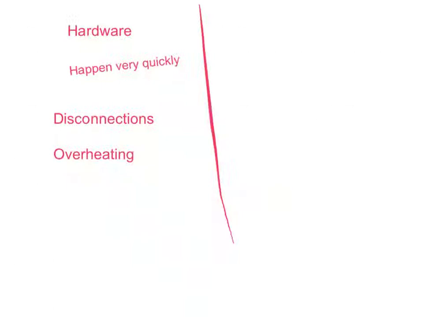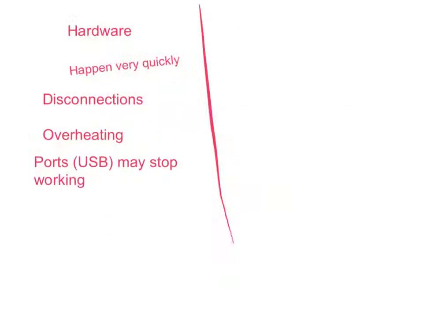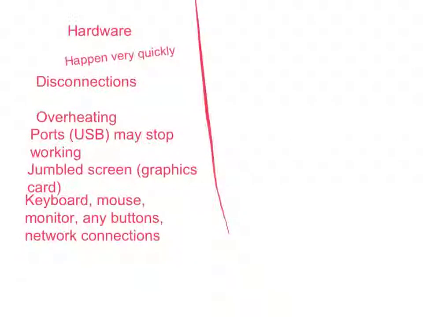Hardware problems are easily noticed. Drives may become inaccessible, devices may stop working, and if it's a problem with the graphics card, the screen can sometimes appear jumbled. Hardware problems affect the keyboard, mouse, monitor, and any buttons that you have on the computer. Any network connections are also classed as hardware problems, as the network card and the network ports are both hardware, and if these fail, you will be unable to connect to the internet, and this is obviously a hardware issue.